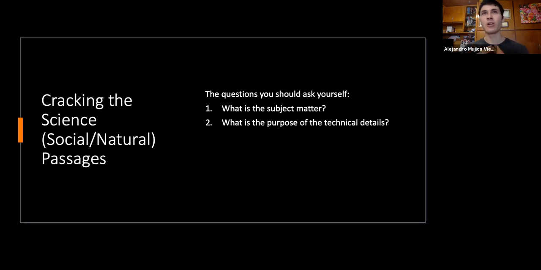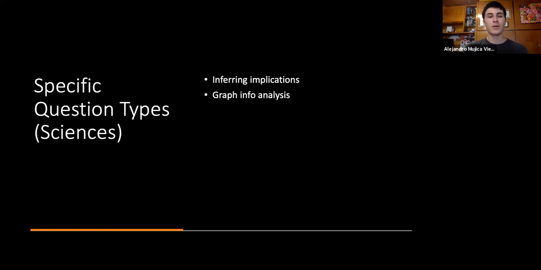Like, there are a lot of things that are very precise and technical about, maybe a specific study or maybe a testing mechanism, or maybe a specific detail or a specific function that you have to put into the context of the whole writing. So these two go together. Number 1 and 2 go together. Specific question types, I found two: inferring implications and graph info analysis.